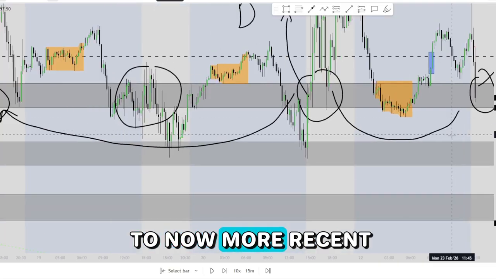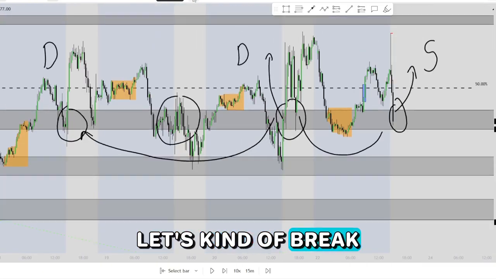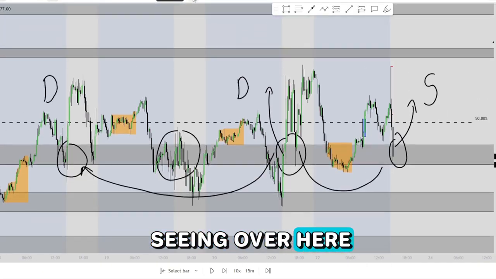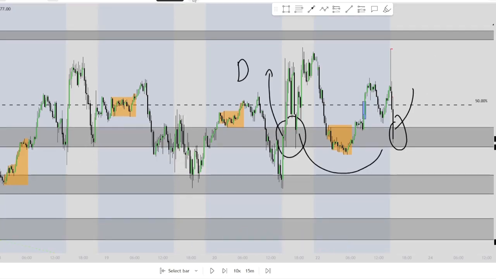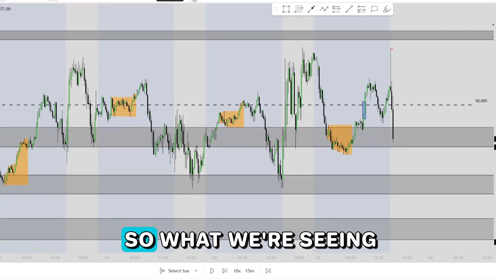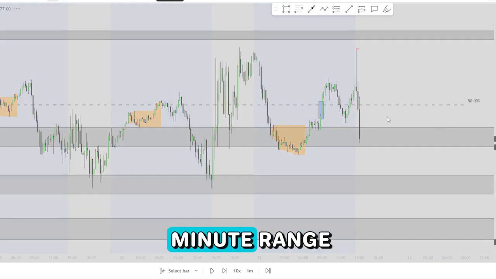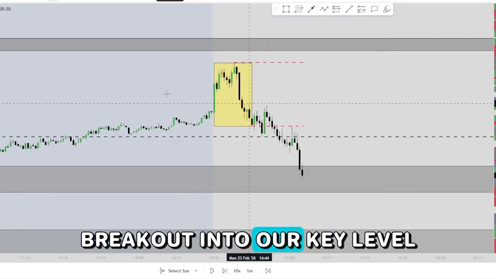So if we go to more recent price action, let's break down again what we're seeing over here. If we just break this down, clear up the charts. What we're seeing here is a 15-minute range breakout into our key level.